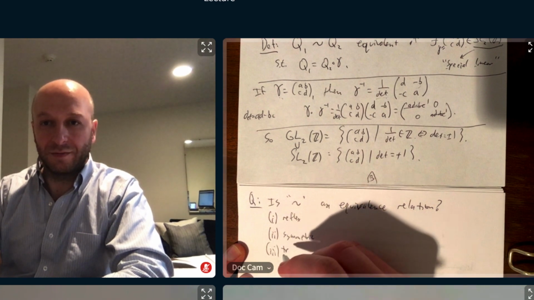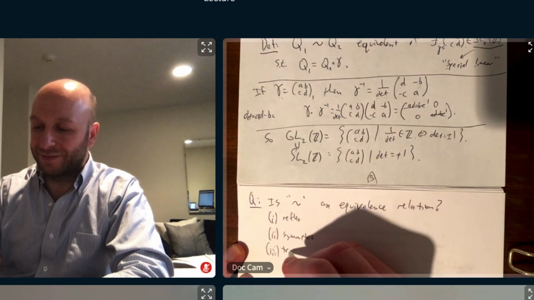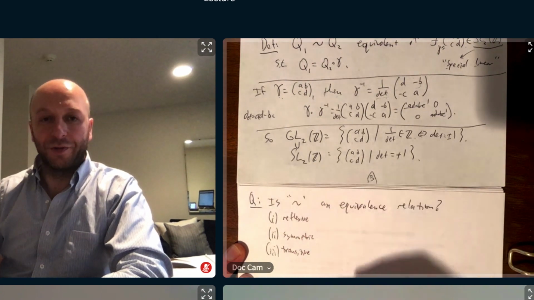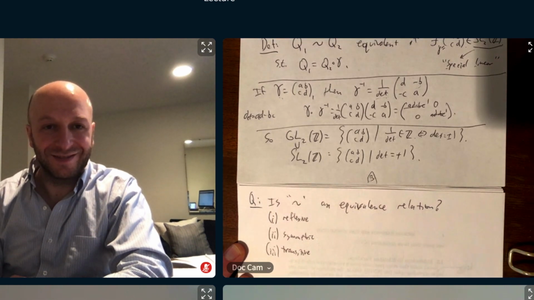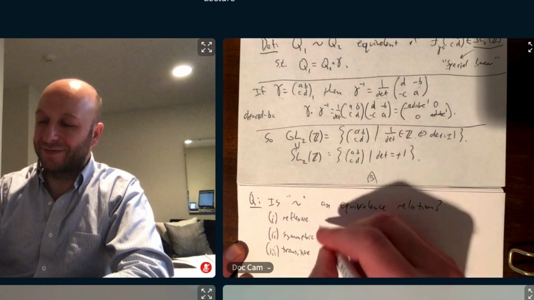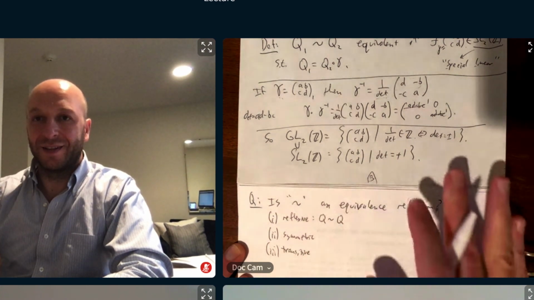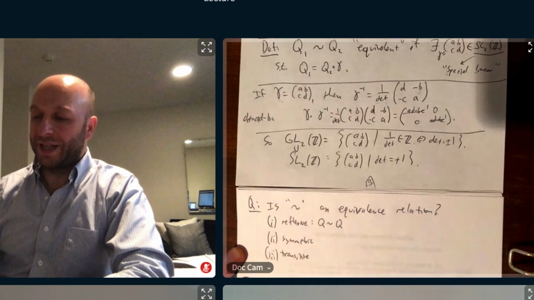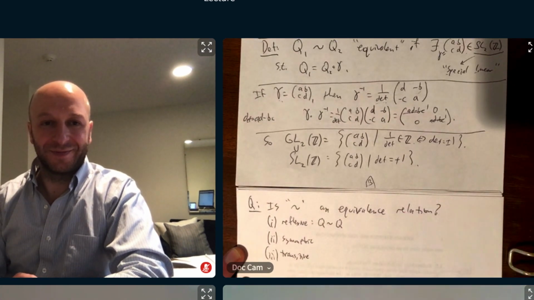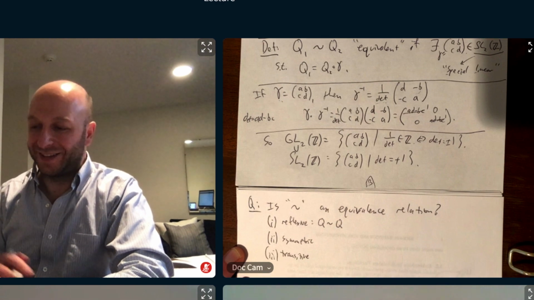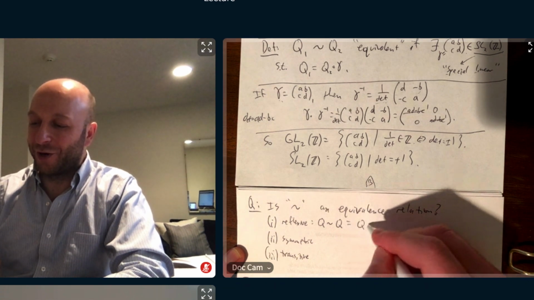Question, Stephanie? No? What does reflexive mean? Right. Reflexive means that any quadratic form is equivalent to itself. So, is that true? Surya, why? Yes. Exactly. Because this is Q composed with the identity matrix.